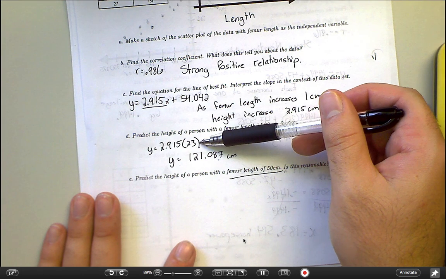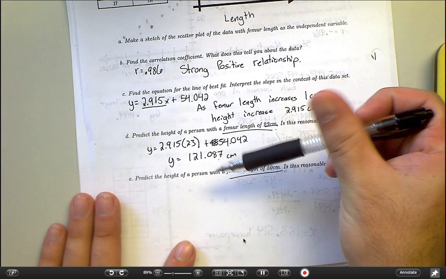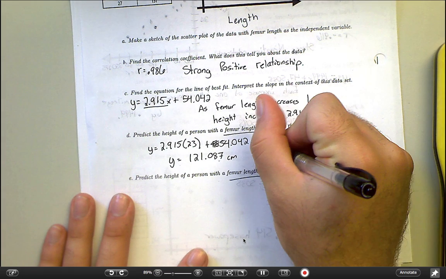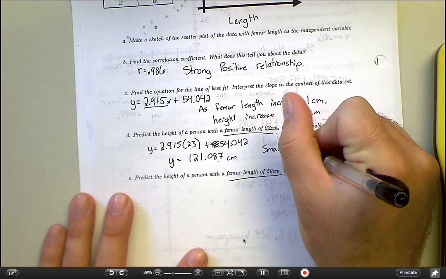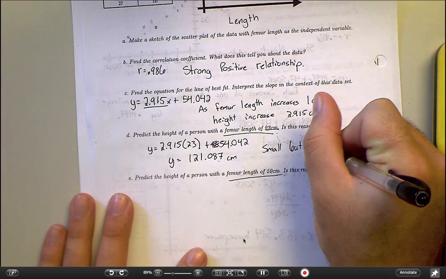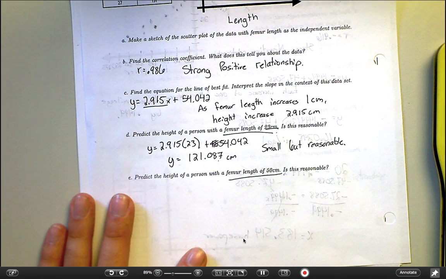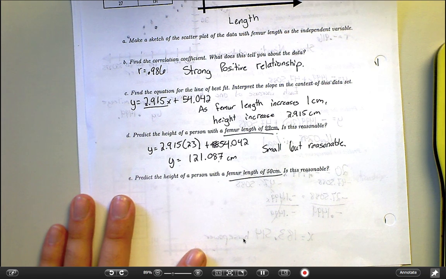Okay, so this seems a little bit off. It seems like that thigh bone should give somebody a little bit taller, but I would say it's still reasonable. So I'm going to say here that it's small but reasonable. That person would be relatively short, and a good portion of their body is that thigh bone. But who knows? That could still make sense. Sometimes people are a little shorter.